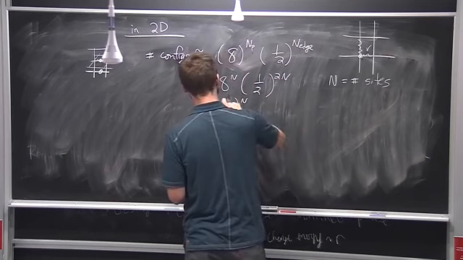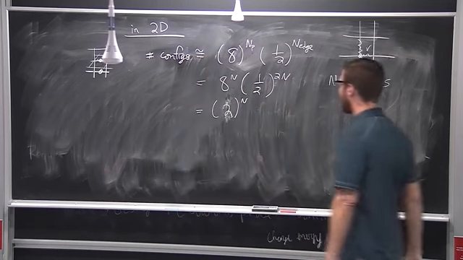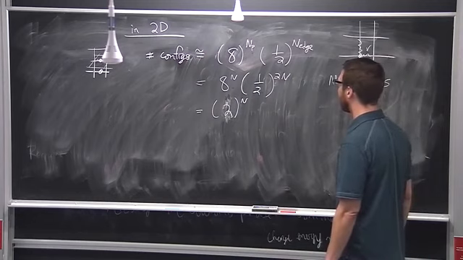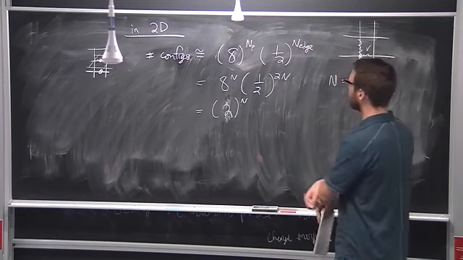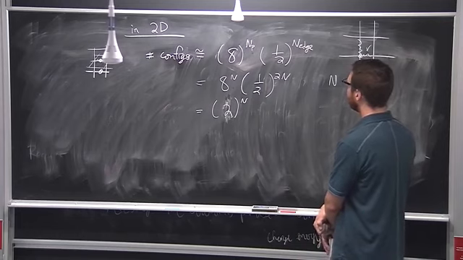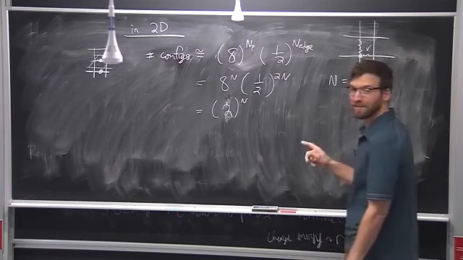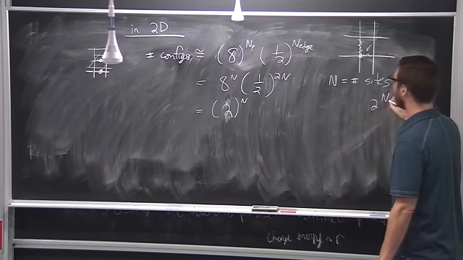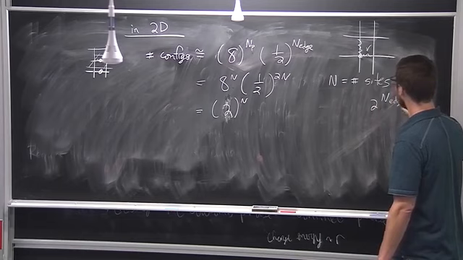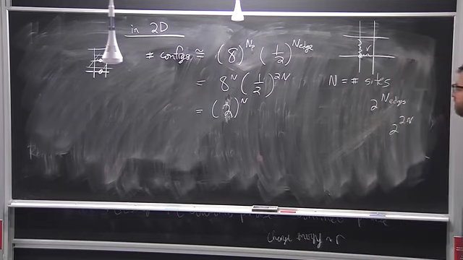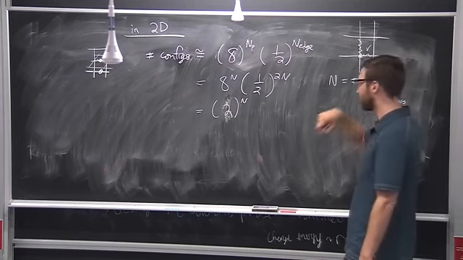2 to the n. So isn't that the number of states in the Hilbert space? Yeah, it is the same as the number of states in the Hilbert space. No, it's not. Because the number of states in the Hilbert space is 2 to the number of edges. So it's 2 to the 2n. Oh, okay. Yeah. Weird.